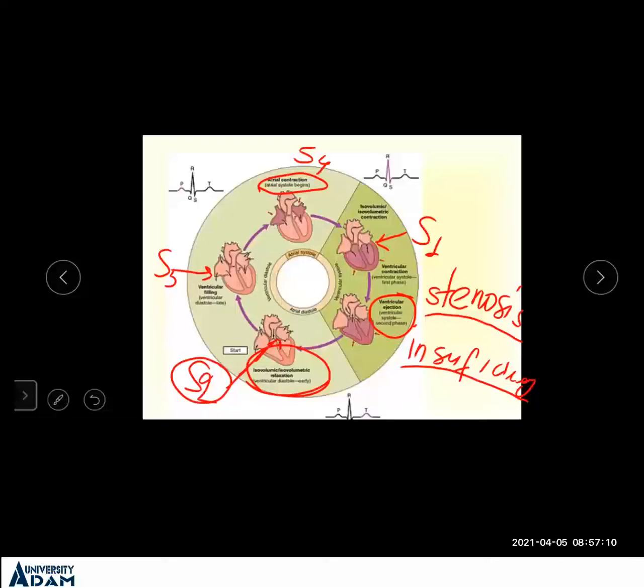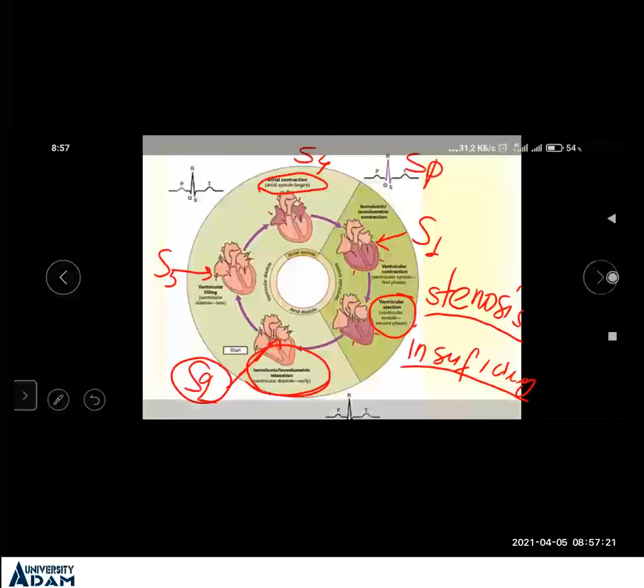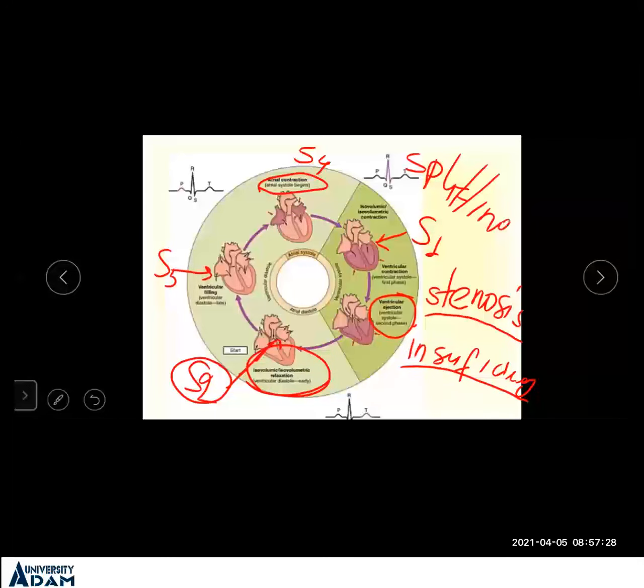And what about splitting? What is splitting? Sound splitting. Mitral and tricuspid valves close at the same time, but the aortic and pulmonary valves might not close at the same time. The closure of the pulmonary valve is delayed, and we can hear this splitting.